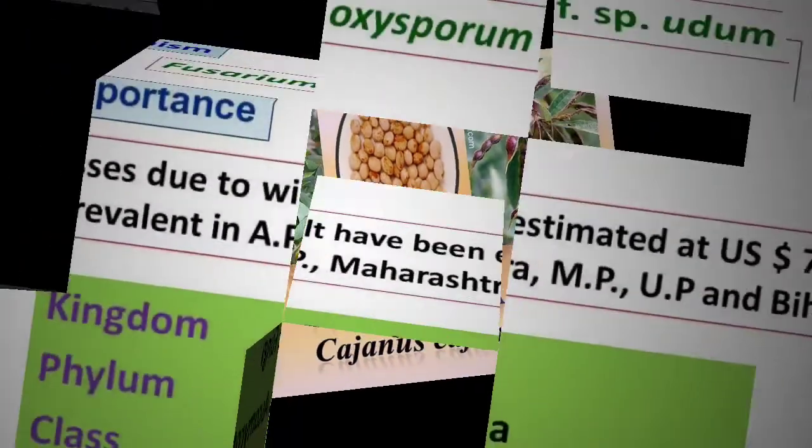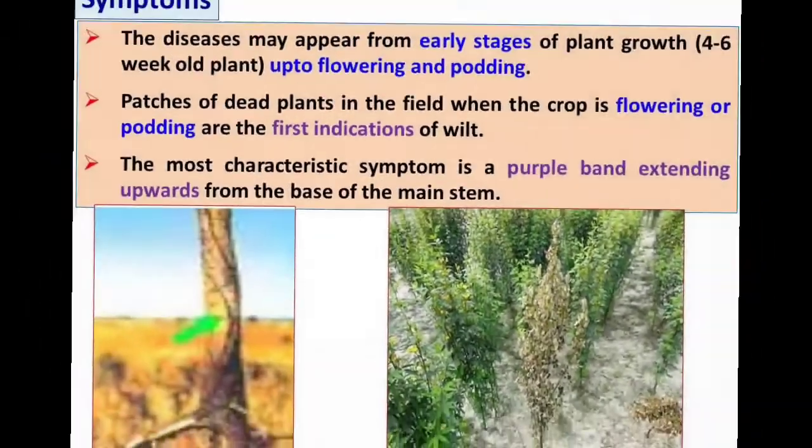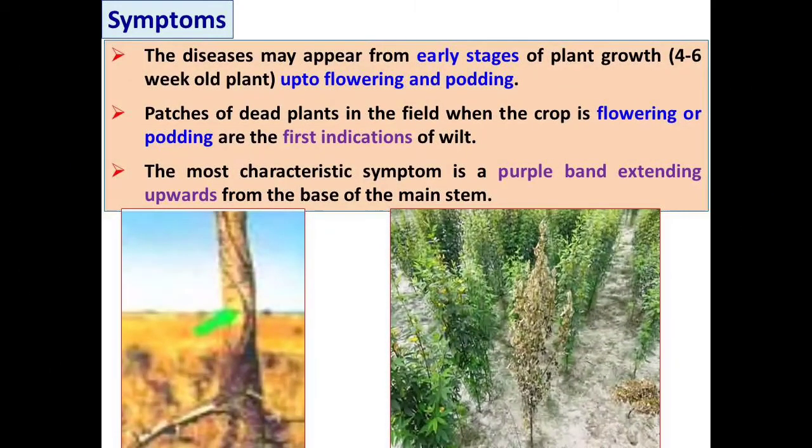First we will see wilt of Tur. The causal organism responsible for wilt of pigeon pea is Fusarium oxysporum f. sp. udum. Now we will see the symptoms of this wilt of pigeon pea.